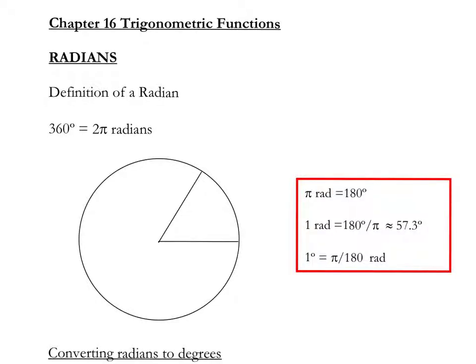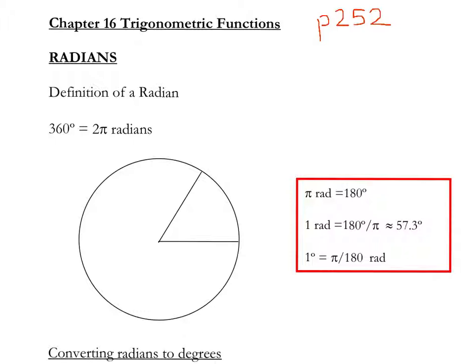This is the start of chapter 16 on trigonometric functions. You'll find it on page 252. We're going to look at a way to measure angles in radians.